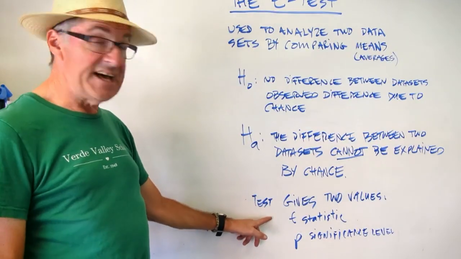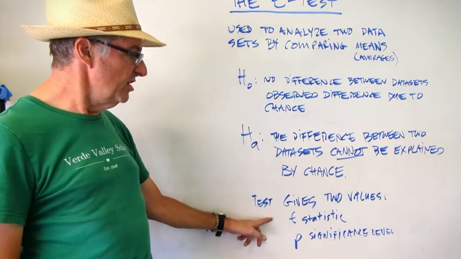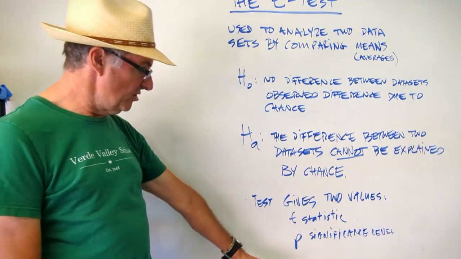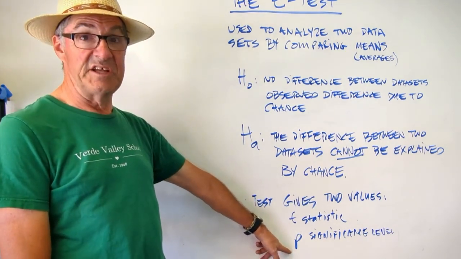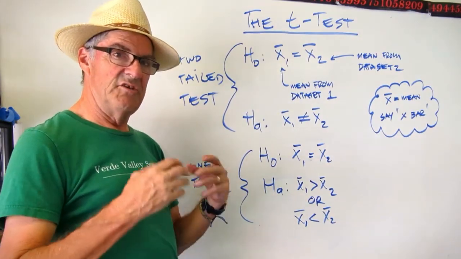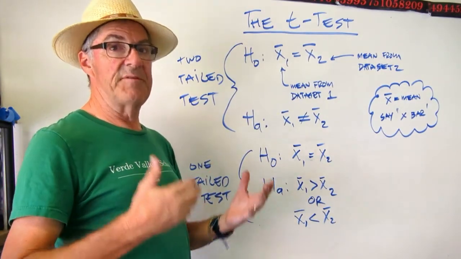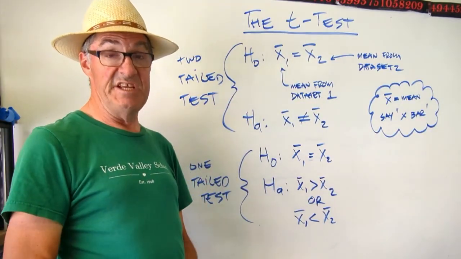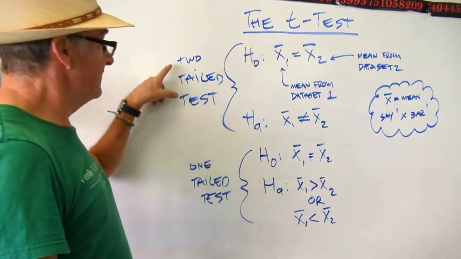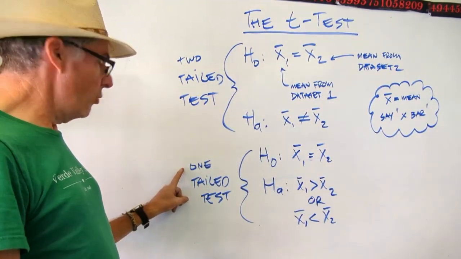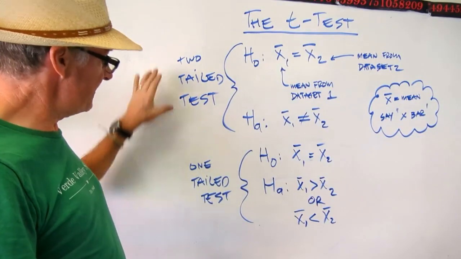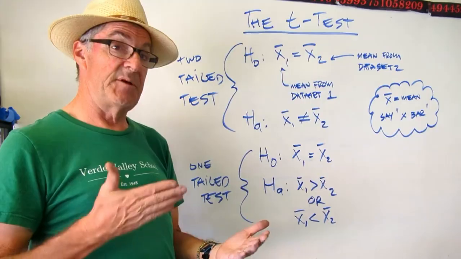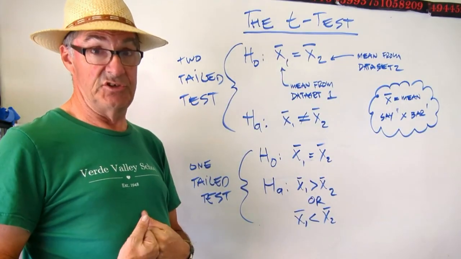So when you run the test on your calculator, you're going to get 2 values. You're going to get a t statistic, and you're going to get a p value for significance level. All right, let's get a little notation heavy, talk about these averages, these parameters, and describe 2 types of t-tests. The 2 types are a 2-tailed t-test and a 1-tailed t-test. You're just going to have to remember that these are a little bit different and be able to understand from the prompt which one you need to use.